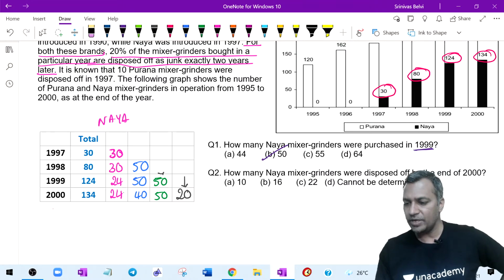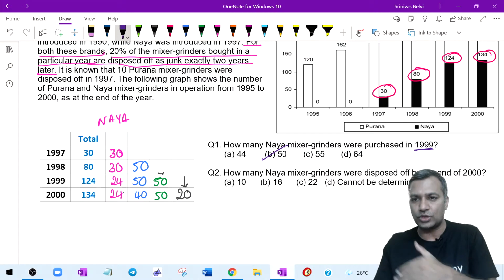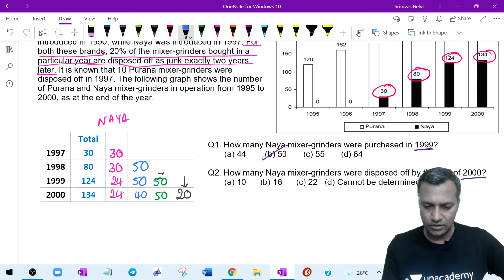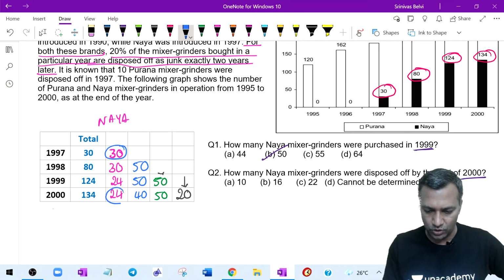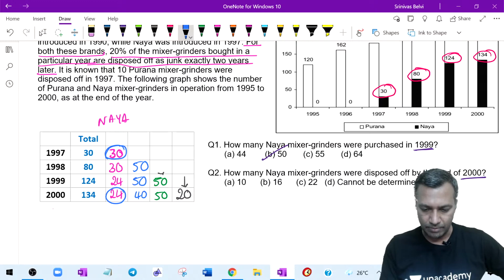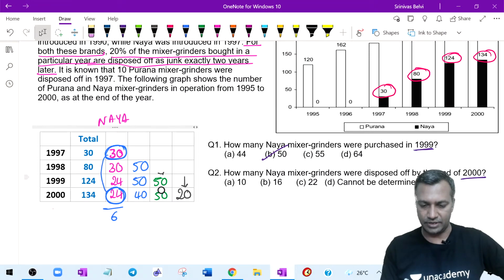Next question. How many Naya mixer grinders were disposed of by the end of 2000? By the time you went to 2000, how many were disposed of? Look at this. 30 were manufactured, 24 are remaining. Look at the ends, beginning and the end. Right? So 30 were manufactured, 24 remain in the market, which means how many were discarded? 6 were discarded. Difference. All right.